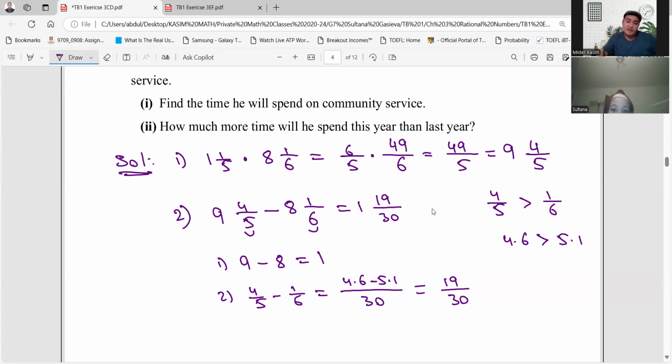If it is bigger, if it is not, you will have a negative fraction. You need to make some adjustments. Maybe after certain levels you can do that, but right now it's a bit early for that, okay? So what is the answer then? The answer would be 19 over. You spend this much more time than last year, right?